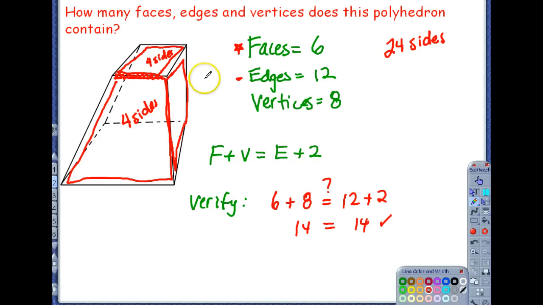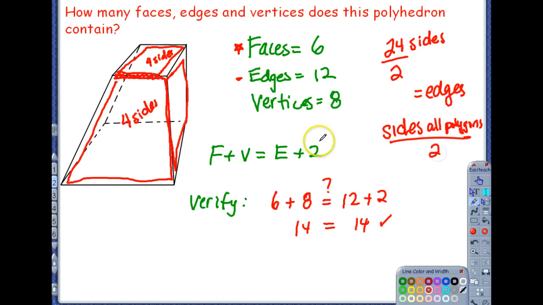So the 24 total sides, divide that in half, because that's basically what we're going to do. That's going to get the number of edges. So in this case, that's why that works. That might be something good to write down. If I take the total number of sides of all polygons and divide by 2, that should equal our edges.